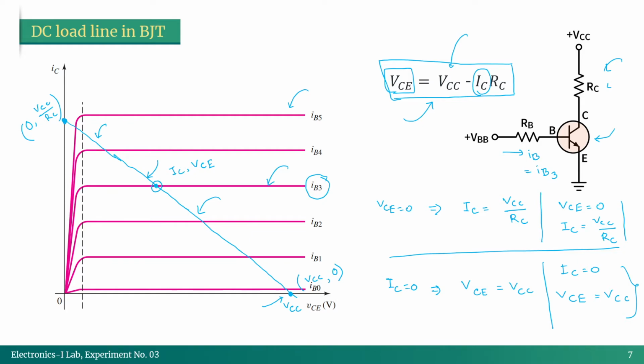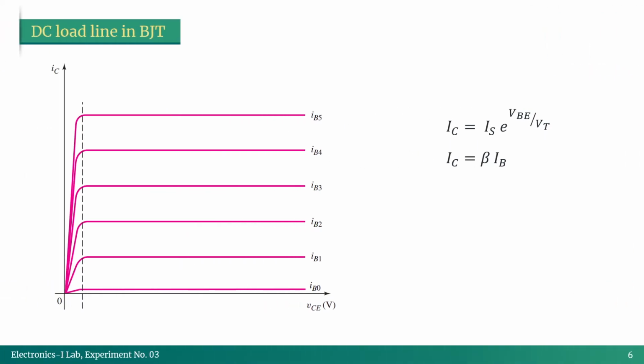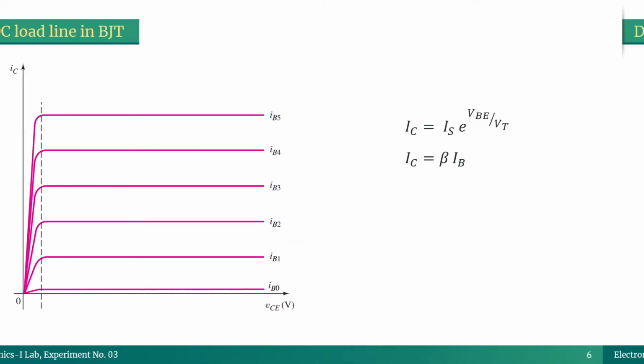Okay, so now practically you have to find out that DC load line. That's why we were finding out those values, right? For switch on and switch off mode, we are going to find out those values.